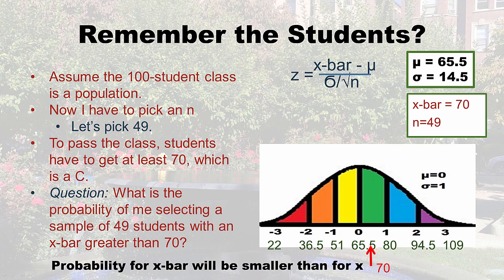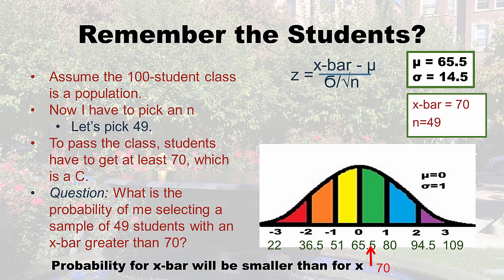So I'm going to do some exercises here. We have to pick an n bigger than 30, so we're going to pick an n of 49, right? Now I'm coming up with a little scenario here. To pass the class, students have to get at least 70, which is a C. So let's pretend this is the question. What is the probability of me selecting a sample of 49 students with an X bar greater than 70? Notice how we ask the question a little bit differently. What's the probability of me getting a set of 49 students such that their X bar is greater than 70?